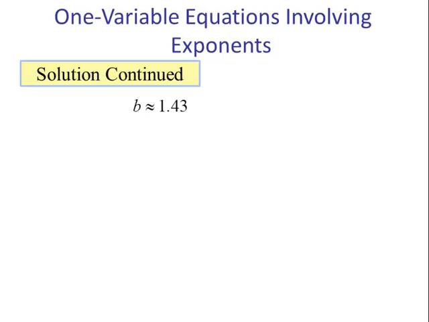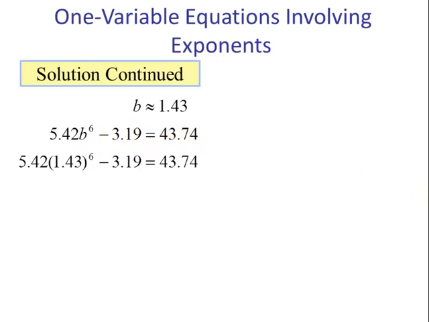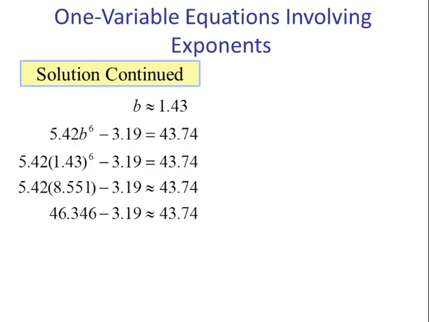To check number 1, b is approximately equal to 1.43. We plug that back into the original equation. If this is correct, the left-hand side should equal the right-hand side. So we take 1.43, raise it to the 6th power, then multiply it by 5.42, and then subtract 3.19. And we get 43.156, and that's pretty close to 43.74. Now it's not exact because we are estimating b to be 1.43.